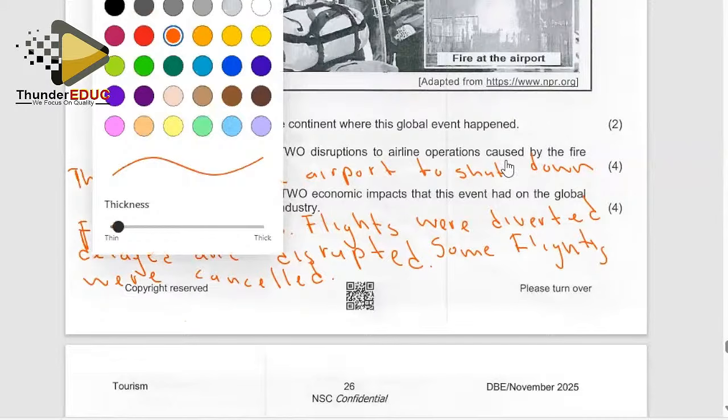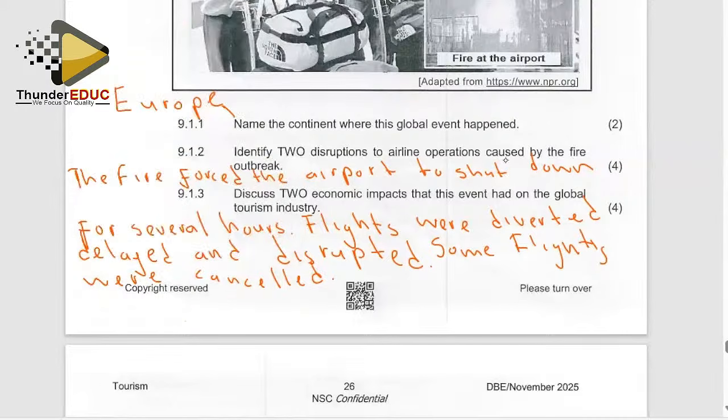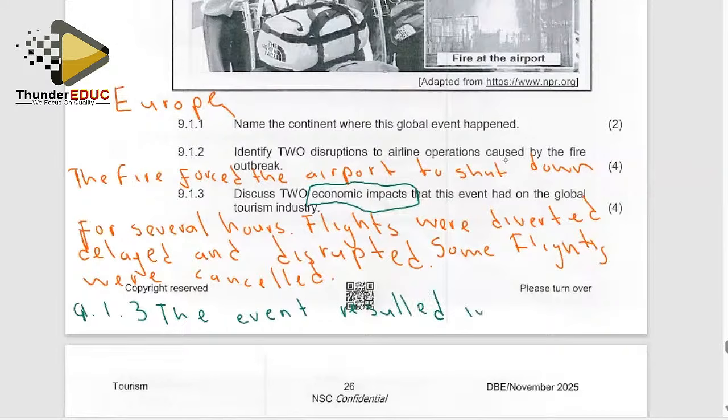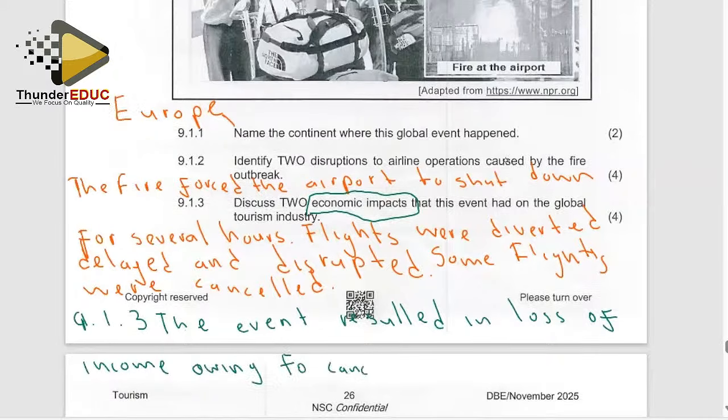Now, let's move on to the next part of the question. The next part of the question reads, discuss any 2 economic impacts. So our key term there is economic impacts that this event had on the global tourism industry. So 9.1.3, the events resulted in loss of income owing to cancelled flights or delayed flights.